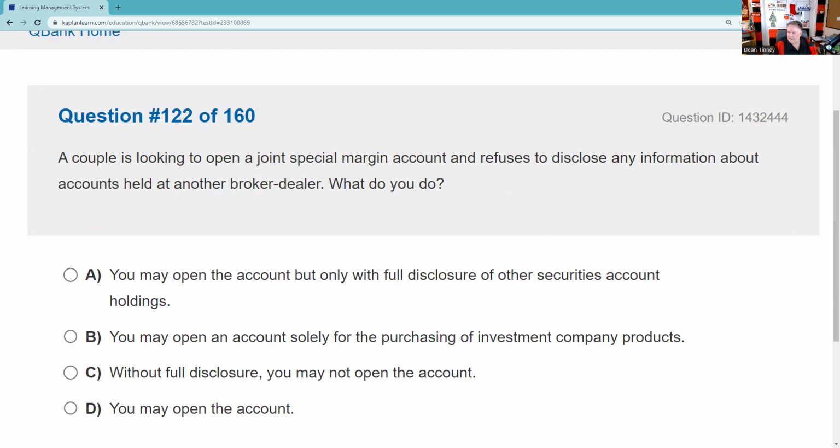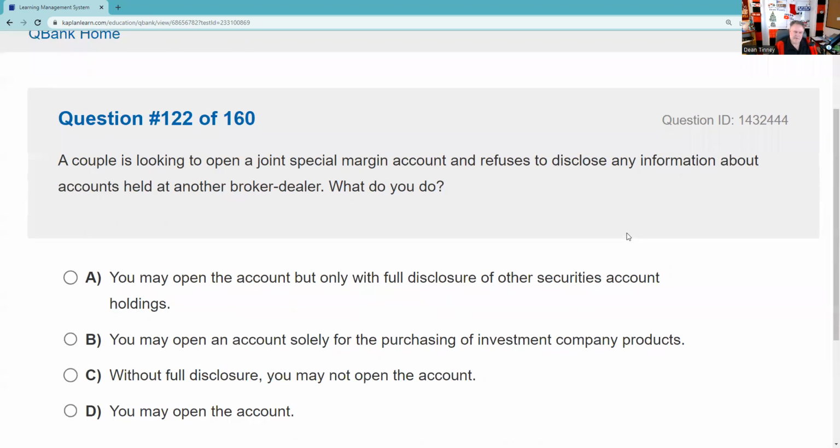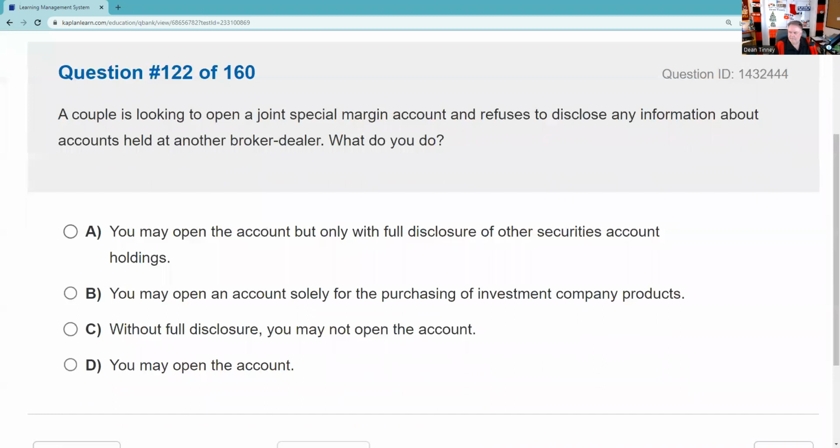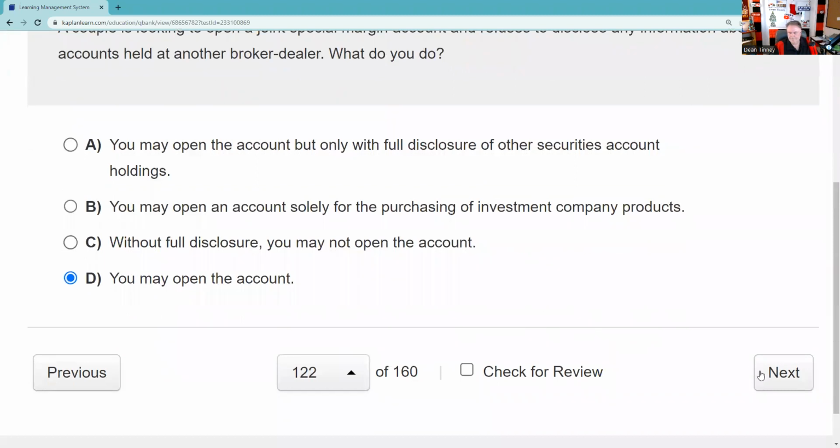You can actually open the account. You're just going to have to create and document that. So the answer is D. You can open the account. Yeah, kind of an odd one.